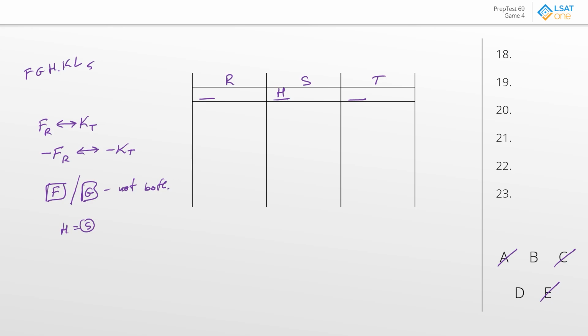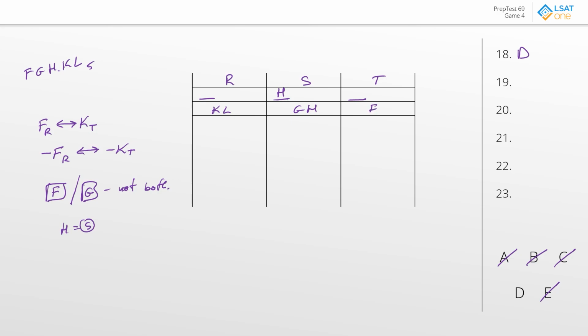Lastly, H has to go to S. And between B and D, that would get rid of answer choice B, which doesn't have H with S. So the best answer to question number 18 becomes answer choice D. And as usual, I suppose we can plug that into the board. We have KL, GH, and then just F.